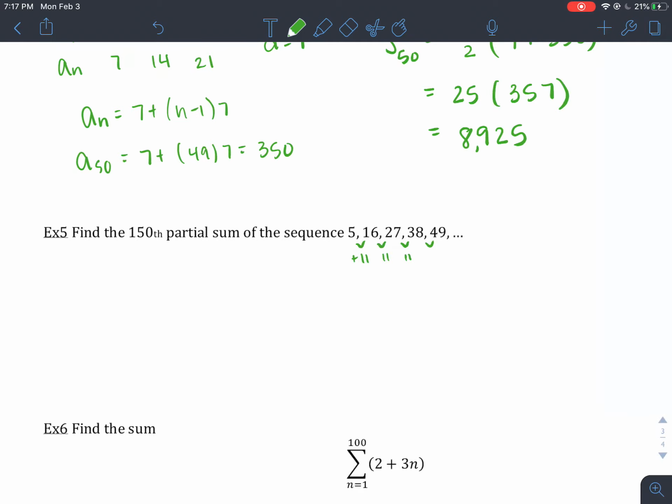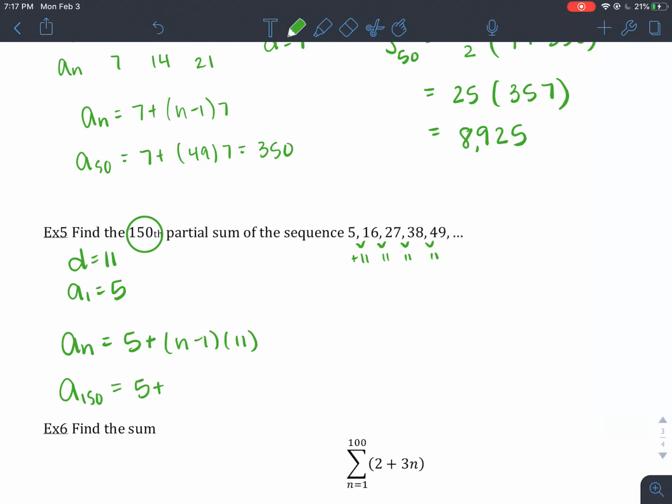Each of these, I'm adding 11 each time. So our common difference here is 11. A sub 1 is 5. So I can write my nth term, a sub n is 5 plus n minus 1 times 11. If I'm looking for the 150th partial sum, I need to know what a 150 is. So 5 plus 150 minus 1, which is 149, times 11.